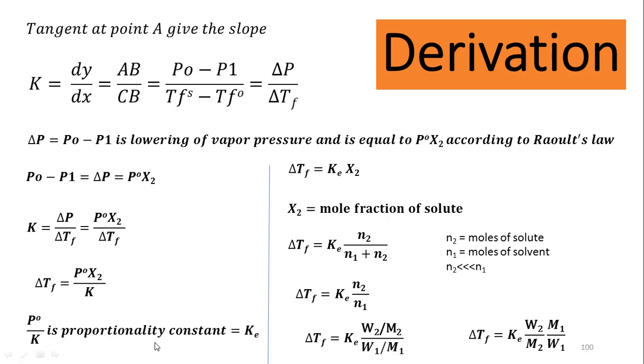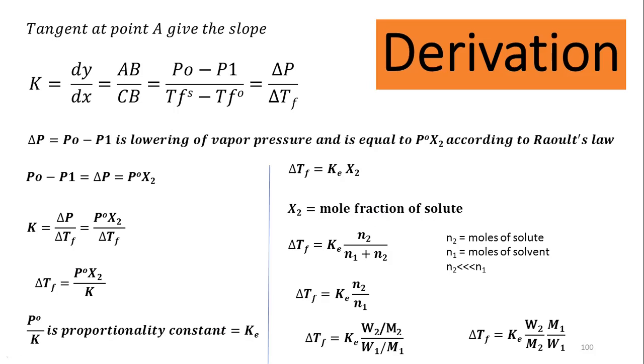And let's suppose these are the proportionality constant, and this is equal to another constant that is called the Ke, just to make this equation a simple equation. So delta Tf will be equal to Ke X2. I am replacing the P naught over K with the Ke, and this equation will become this. Now I am opening this equation. Actually, I'm elaborating the mole fractions. And why am I going to do that? Because I want to calculate the molality and the molecular mass of the solute.